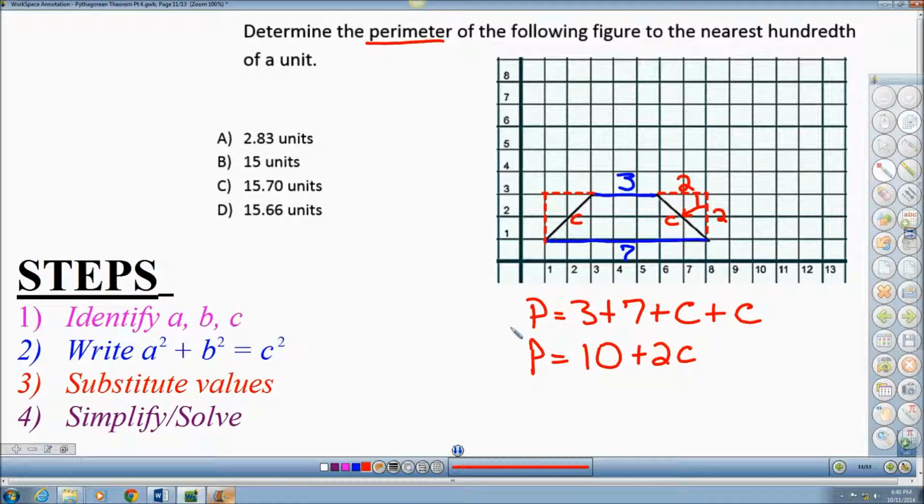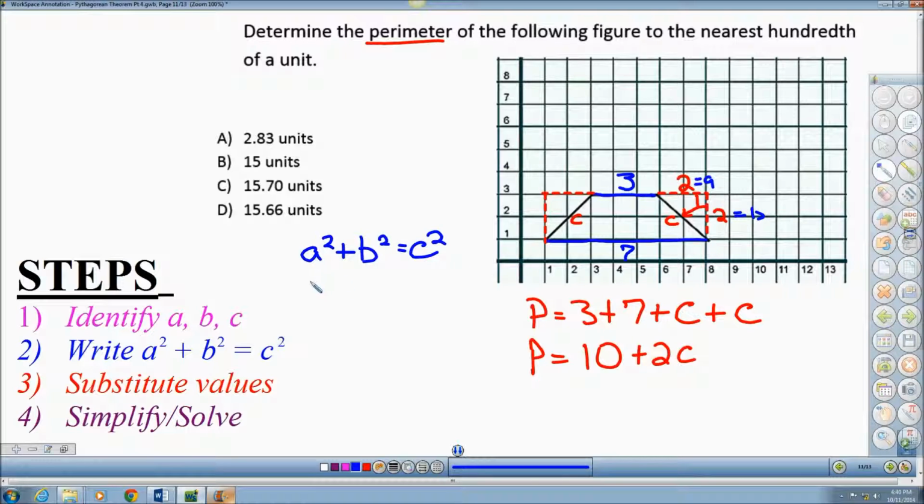With that said, let's start labeling everything. So knowing that this is a right triangle, I know side C is here. I need to identify sides A and B. So I could call this first one A and the second one B, and then write out my Pythagorean theorem. A squared plus B squared equals C squared.